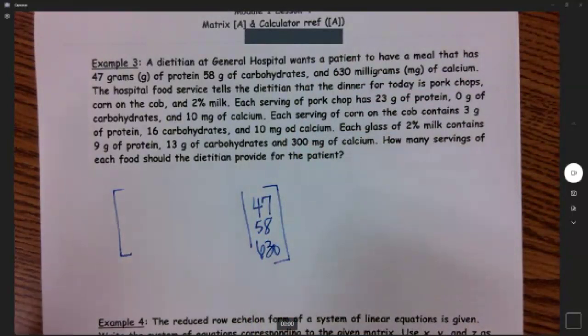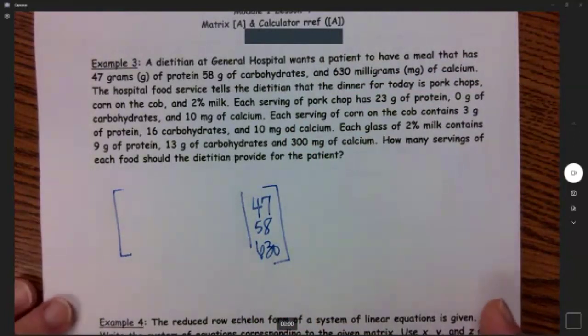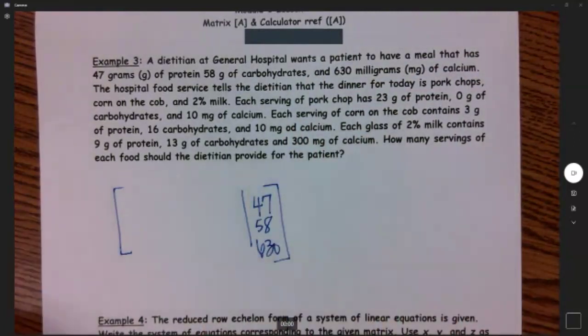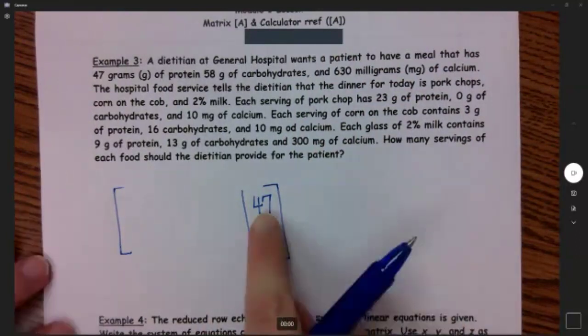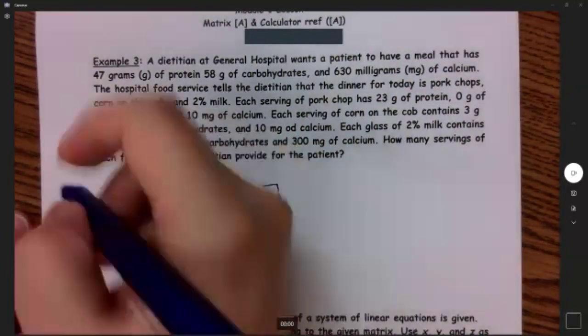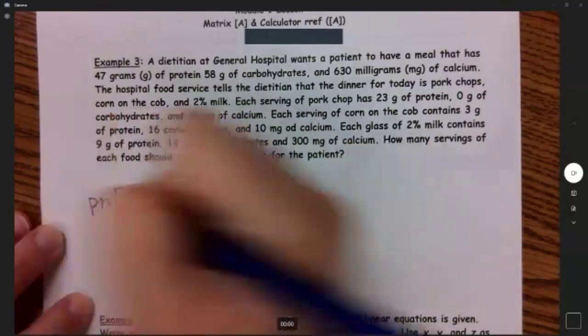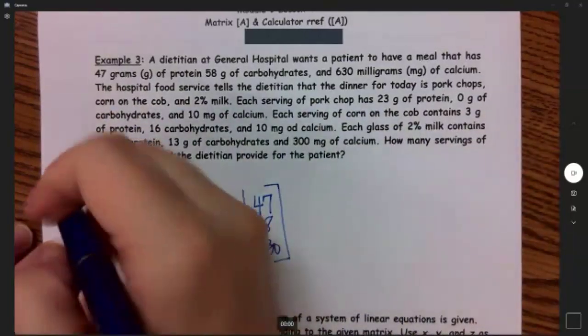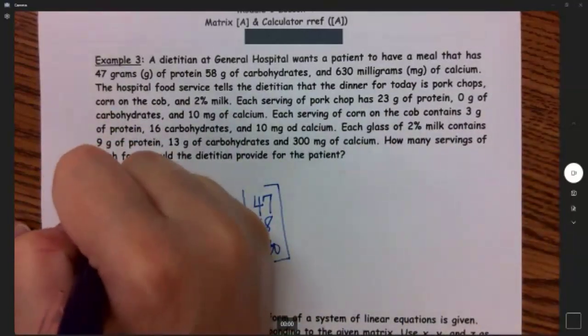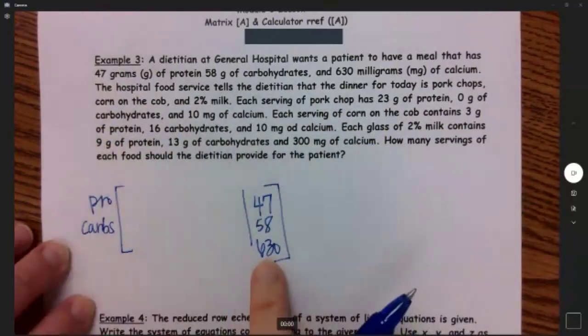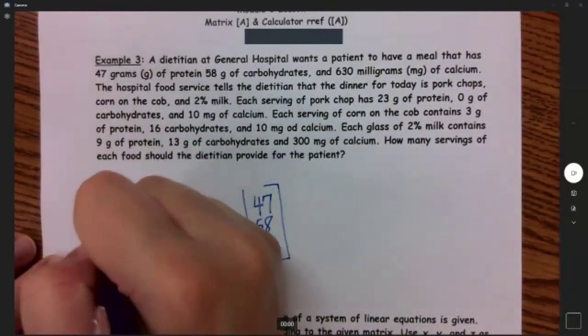And for the record, as you can see, I'm going straight into my augmented matrix. I'm not taking time writing the equation to then put it into an augmented matrix. I'm going straight into this matrix here. Once you figure out what these equations equal, the rest fall into place. This right here represented my protein. This one represented my carbs. And this one was my calcium.